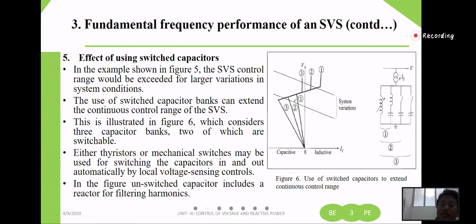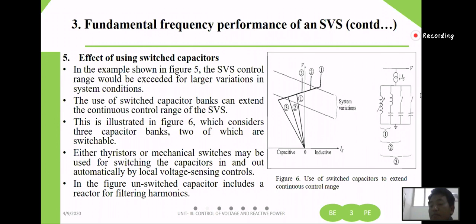So if there is a huge variation, we will not be able to control it using the earlier example. But if you use this, there is a facility: if it is not required, then we can switch it off. When it is required, we will switch it on, and keep on doing this. So the use of a switched capacitor bank can extend the continuous control range of SPS, which means if you have a switched one, but definitely it will be costlier than the earlier one.